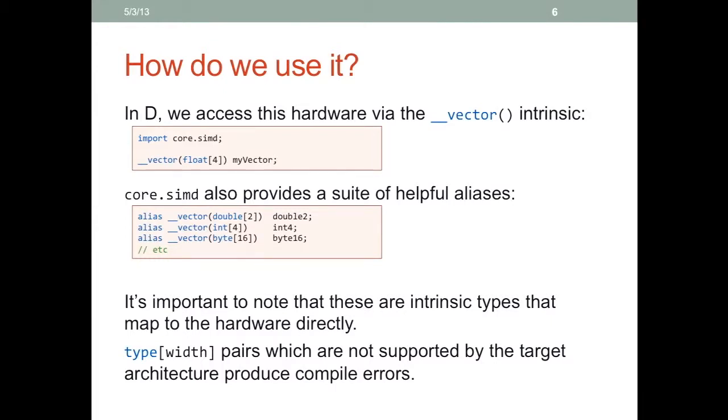But anyway, yes, in D's sake, let's assume that they're intrinsic types and you shouldn't use the ones that aren't supported by your target architecture. And yeah, for instance, a type and width pair, which I just said that. All right.